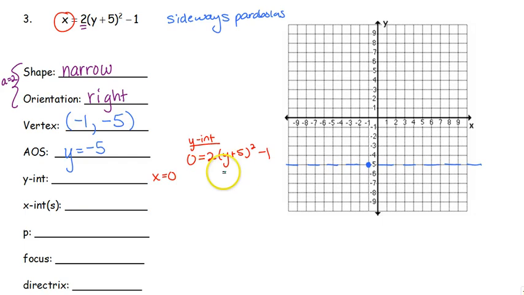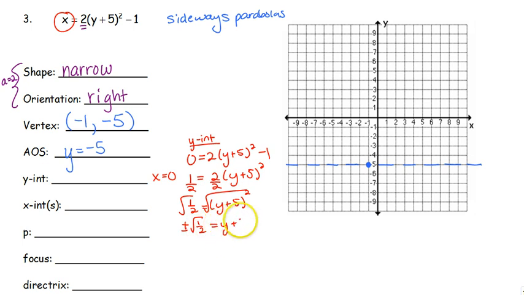We move the 1 over, and this is solving from the last chapter. Before we can square root, we divide by 2. So we've got 1/2 is equal to (y plus 5) quantity squared. Now we square root each side. And we've got plus or minus the square root of 1/2 is equal to y plus 5. So we've got y is equal to -5 plus or minus the square root of 1/2.